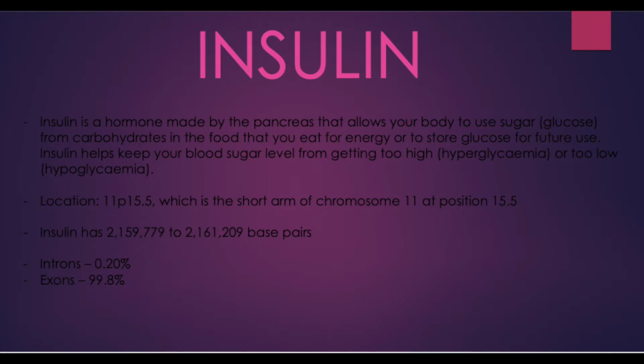It is located on the short arm of chromosome 11 at position 15.5. Insulin has around 2 million base pairs. Its introns are at 0.2% versus 99.8% of exons.